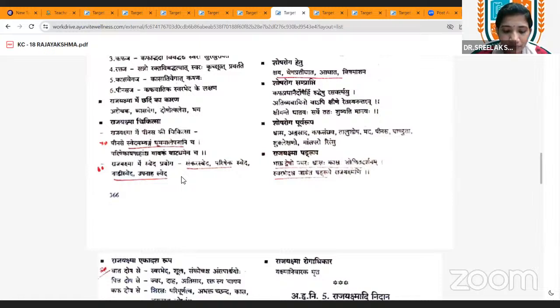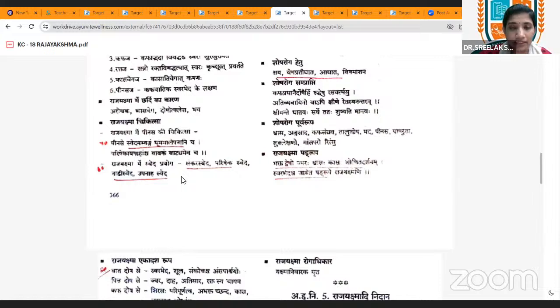And the yogas such as Svadamstradi Ghritam. So please note Svadamstradi Ghritam and Jivantyadi Ghritam are mentioned in Rajayakshma. Svadamstradi Ghritam is very important. So Svadamstradi and Jivantyadi. Jivantyadi is Roga Rajaharam Param, it is mentioned for Jivantyadi Ghritam.